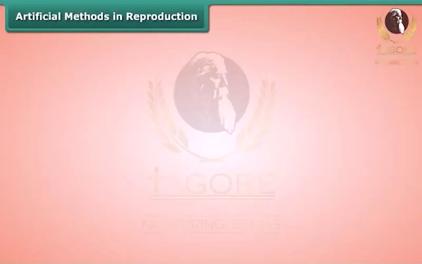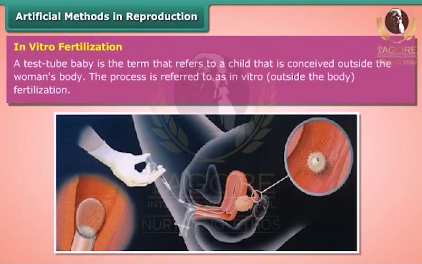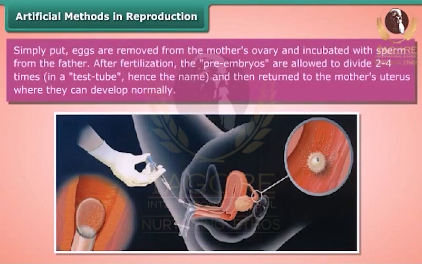Artificial methods of reproduction. In vitro fertilization. A test tube baby is the term that refers to a child that is conceived outside the woman's body. The process is referred to as in vitro, outside the body, fertilization. Simply put, eggs are removed from the mother's ovary and incubated with sperm from the father. After fertilization, the pre-embryos are allowed to divide 2 to 4 times in a test tube, hence the name, and then returned to the mother's uterus where they can develop normally.